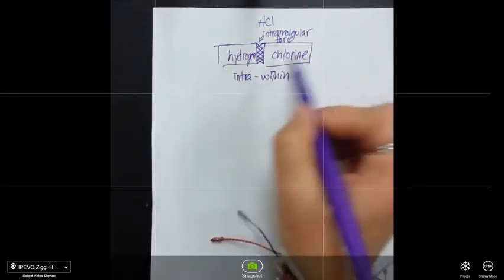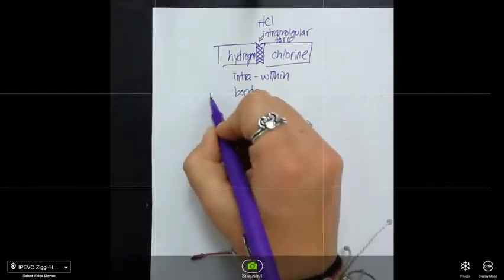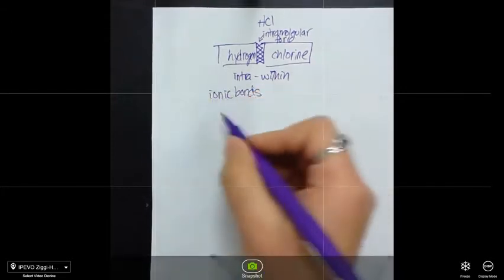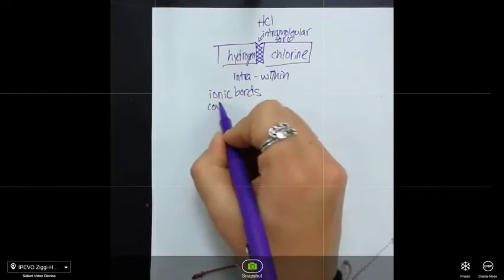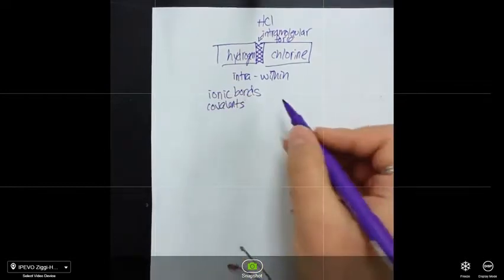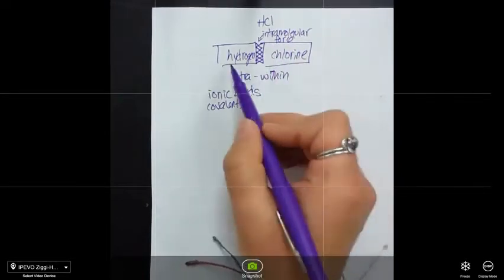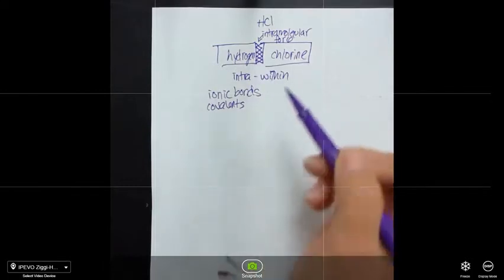So intramolecular, these are the bonds. So the ionic bonds that we've already learned about, and also covalent bonds we've already learned about. Positives and negatives, two nonmetals together. So the intramolecular forces are the forces within a single molecule.